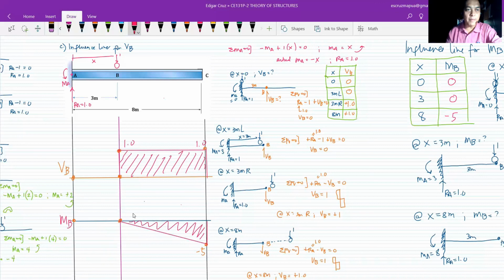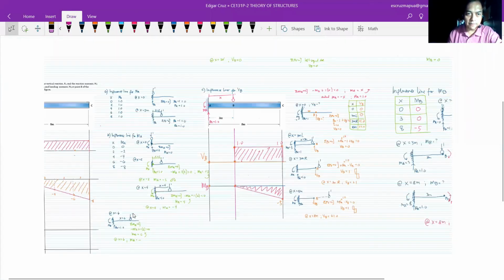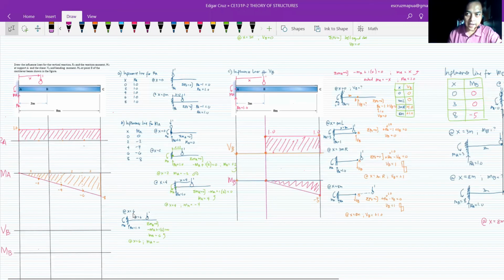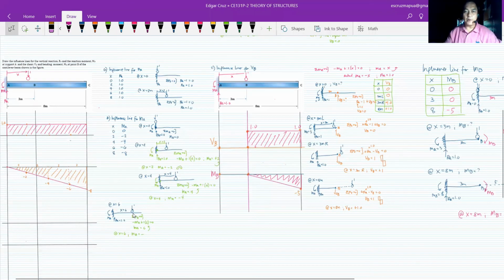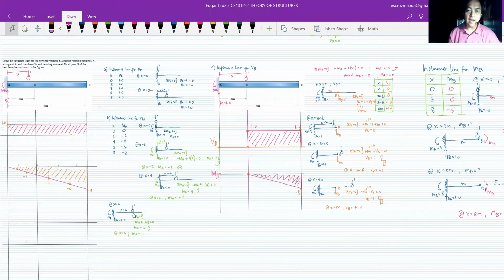Okay, so from this example, I've shown you the influence line for RA, reaction sa A. MA, moment reaction sa A. Tapos, shear sa B. Tsaka, moment sa B for this cantilever beam. Okay? So, I hope you have learned out of this presentation. So, next video natin would be the application. So, what's the sense of having this influence line? So, saan ba ito ina-apply? Okay? So, please wait for the next video for that.